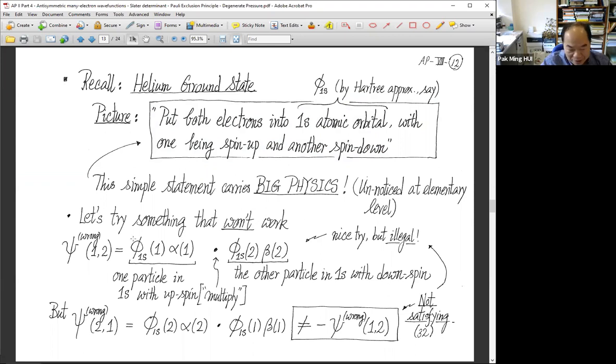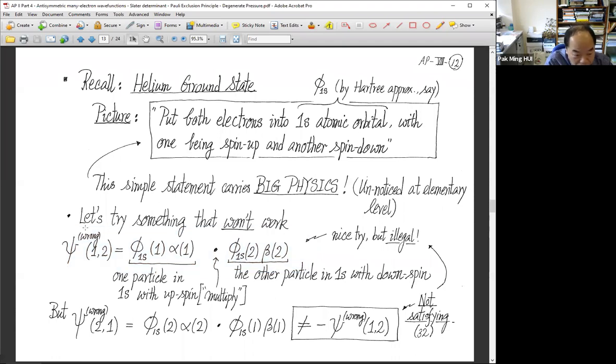Electron number 1 is in 1s up, number 2 is in 1s down. Now, makes sense, right? So basically one electron in up, one electron in down. I use alpha as the (1, 0) column, beta as the (0, 1) column. That is up, down. You can use a symbol, doesn't matter. Thereby, my total wave function is a product like this. That makes sense, right?